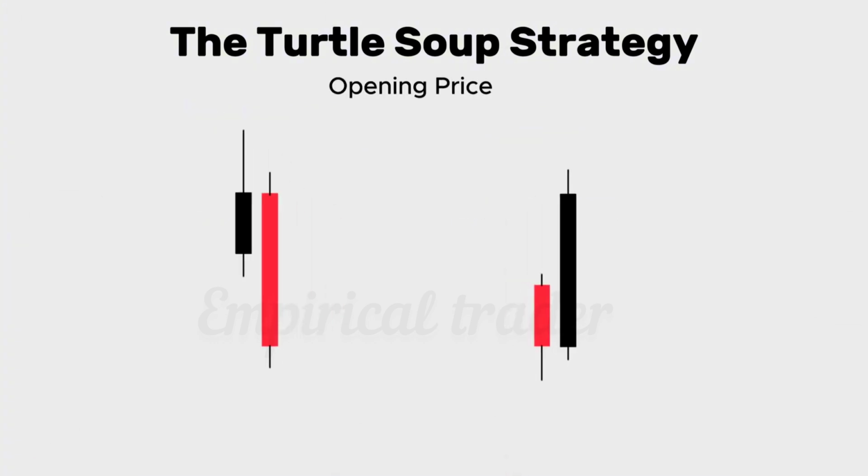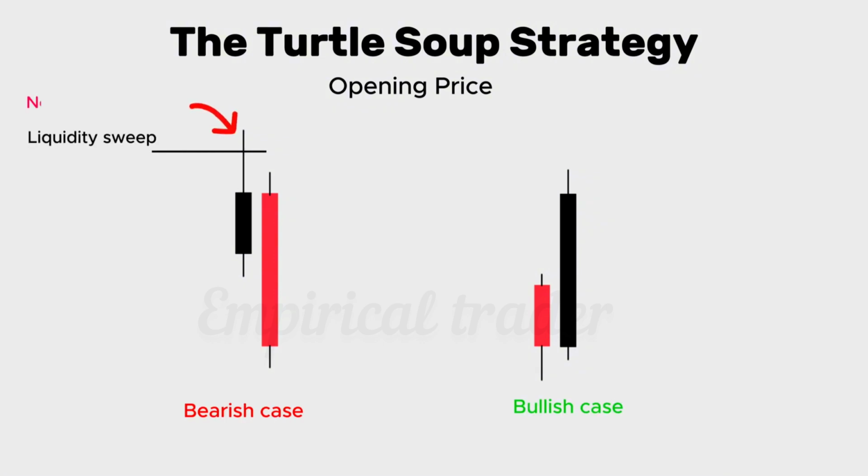Opening price. This is the way we're going to plan the entry for the setup. So what you're looking for is, this is a bearish case, and this is a bullish case. What we want to see is a clear liquidity sweep. Here you can see that price is not closing above, and instead it just wicks above and comes back down. And we have this candle closing here.